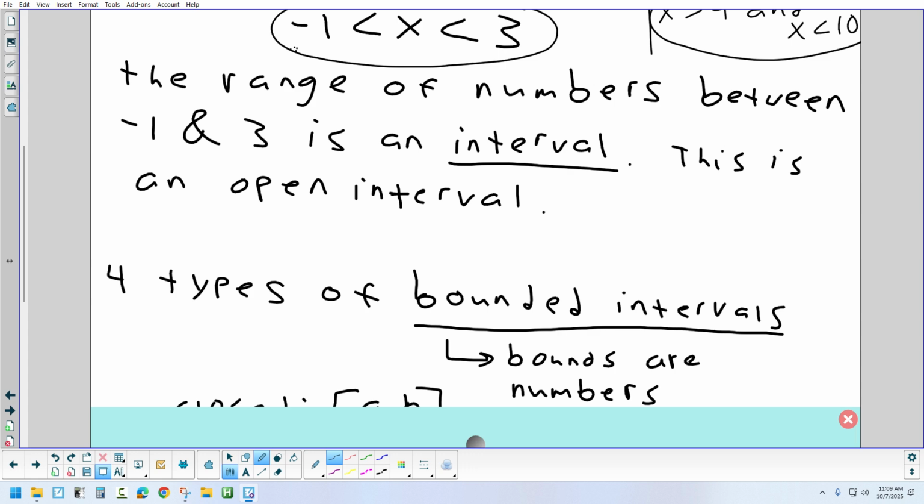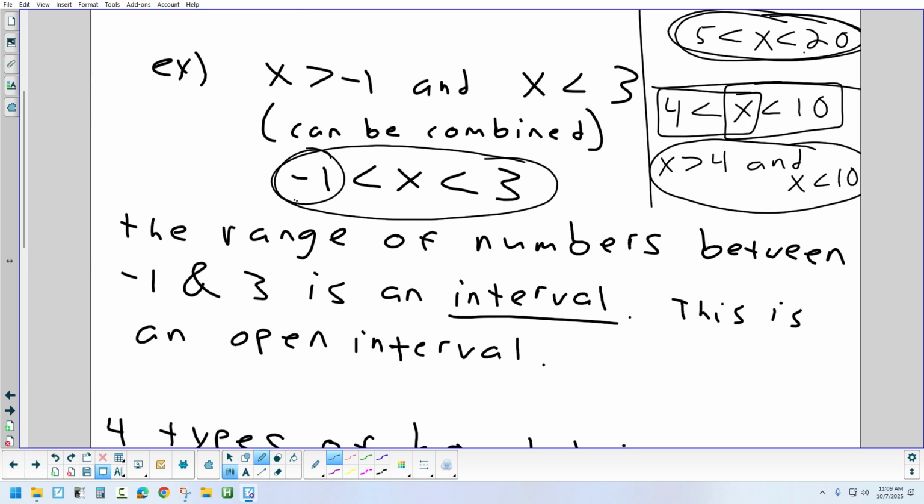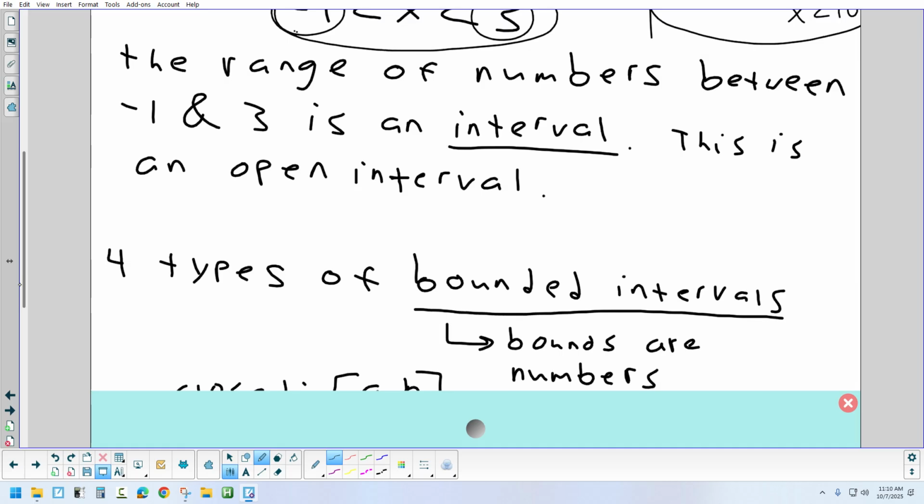Right? These are my 2 endpoints. -1, +3. Those are numbers. What do you think you could have that would make it unbounded? Instead of a number, you could have what symbol we used before? Yeah? Infinity. Yeah, when you see infinity in an interval, that's unbounded. Okay, we're not talking about that yet. Okay? So we're talking about starting at a number and stopping at a number.